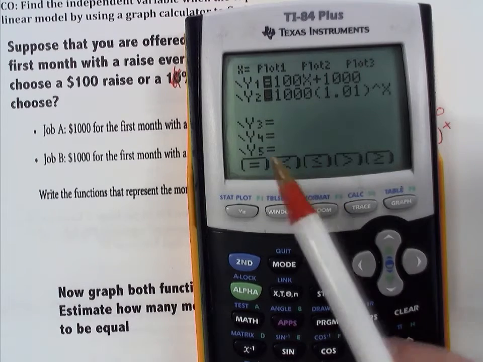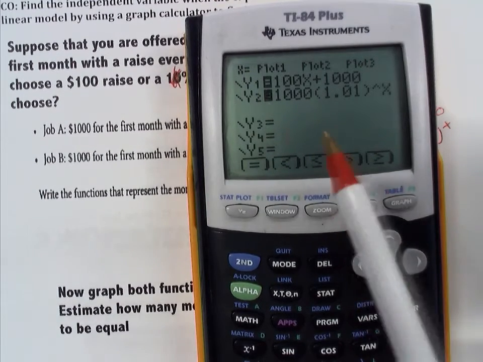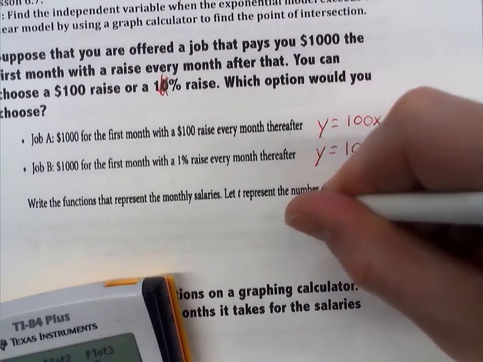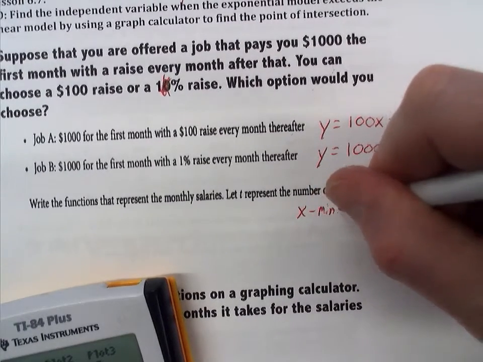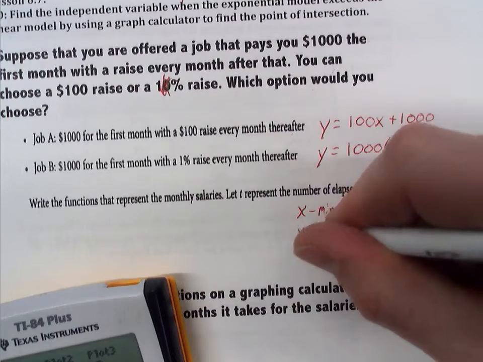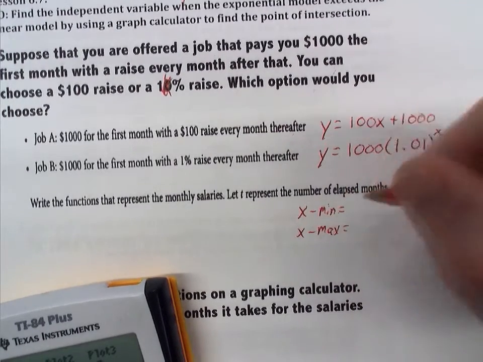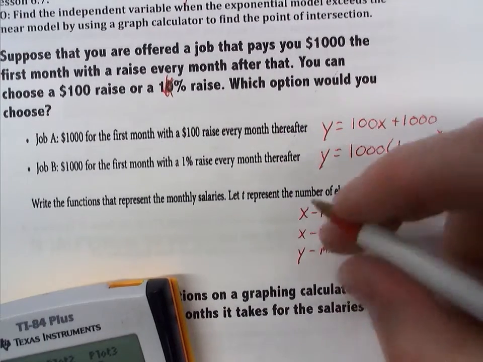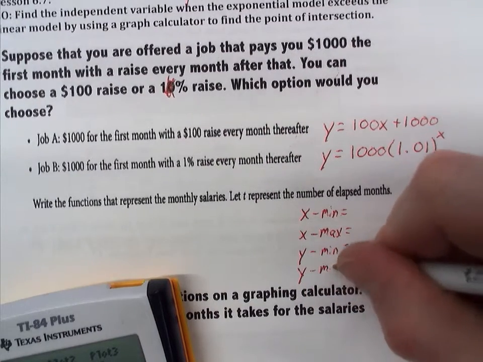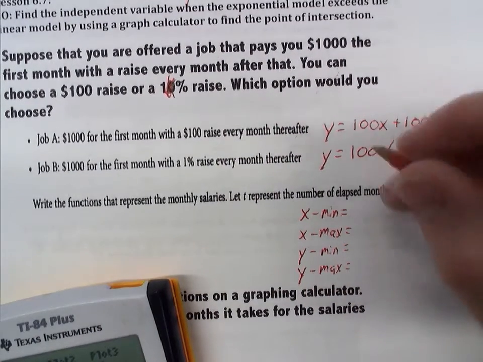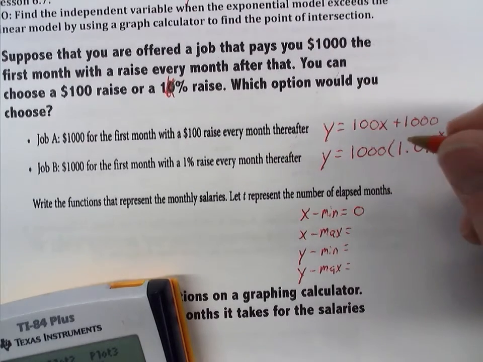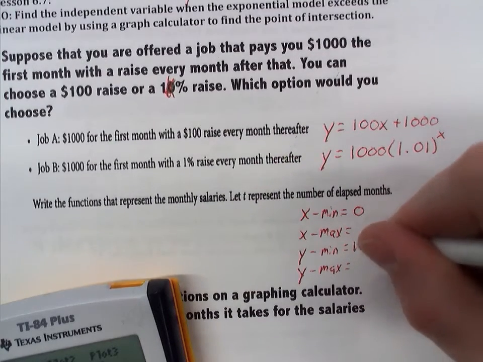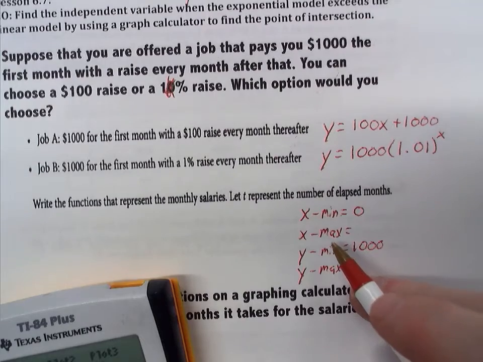But before we graph, we also need to give ourselves some minimums and maximums in our window. So over here, let's talk about that. This is something that it's going to take you time to get good at, okay? Like what these values should be. So we want y minimums and maximums and x minimums and maximums. So x minimum, it's always good to just start with 0. Y minimum, well, we know it's going to start at 1,000 in both of these, so we'll just start it at 1,000.